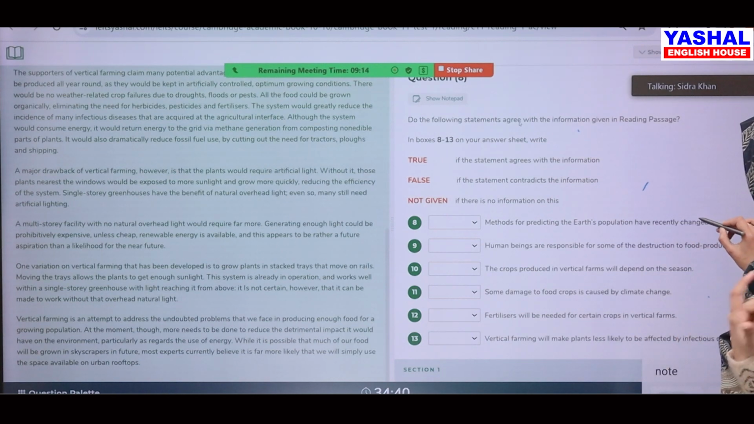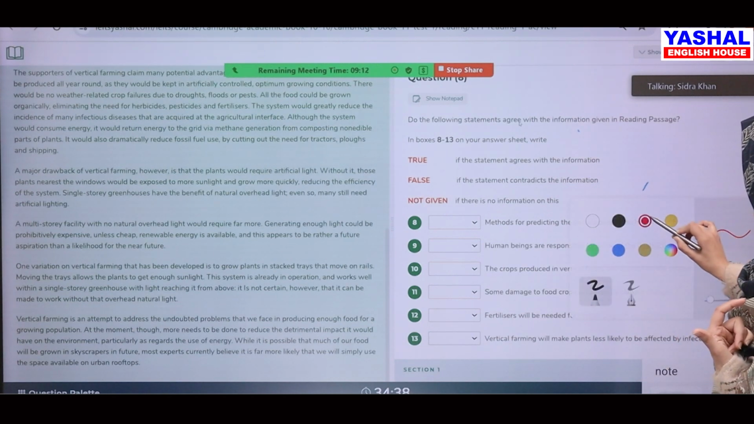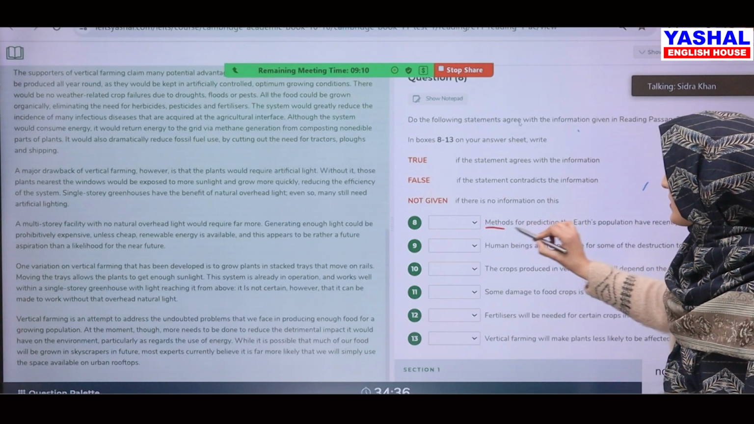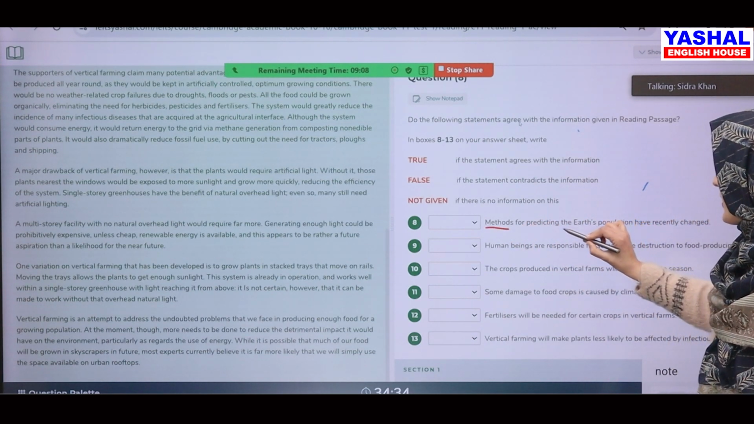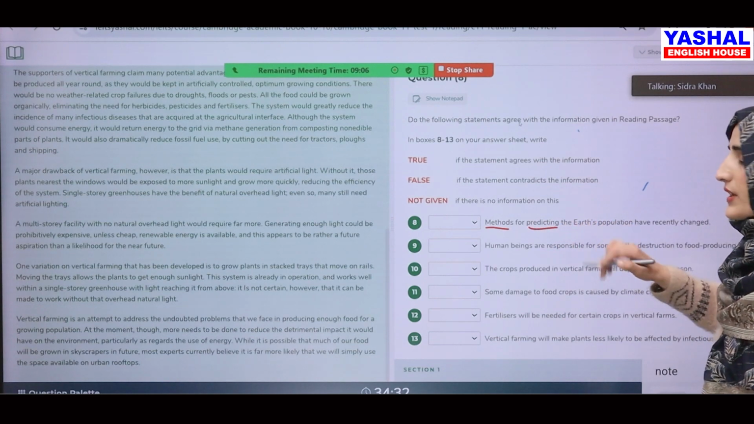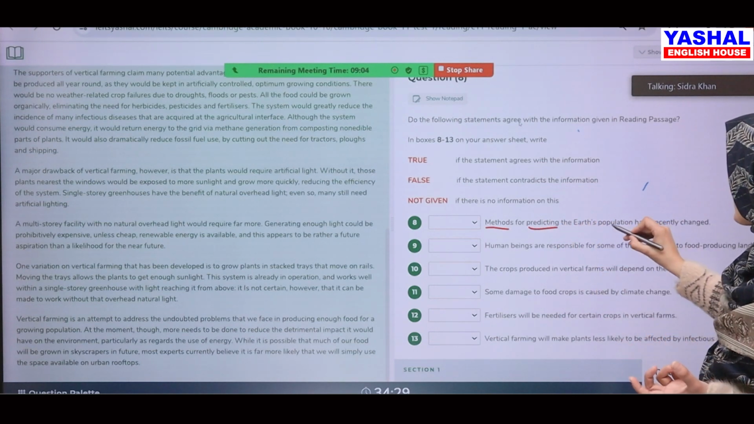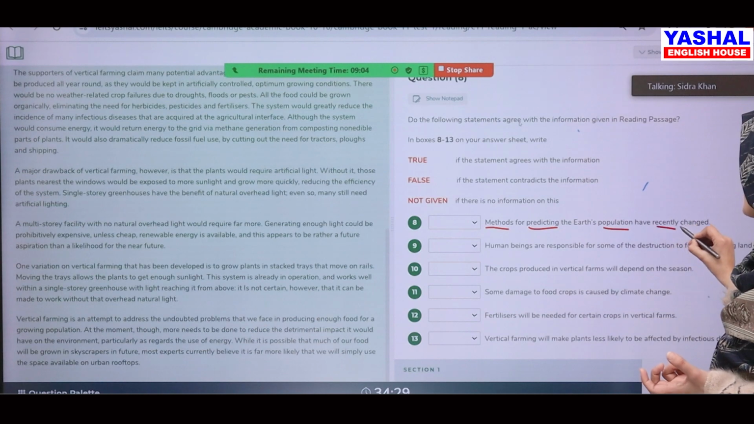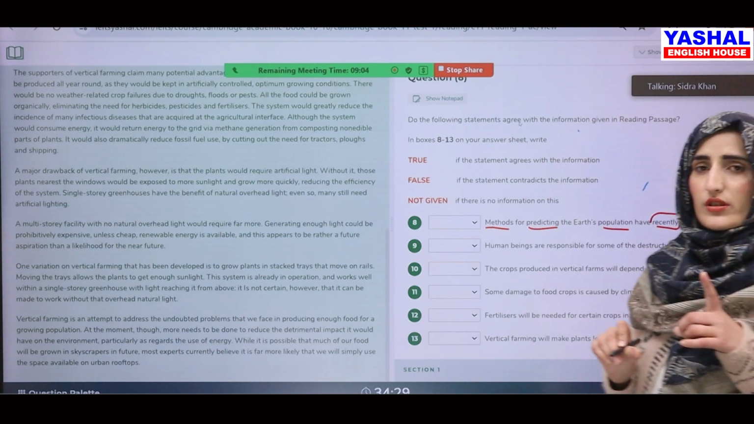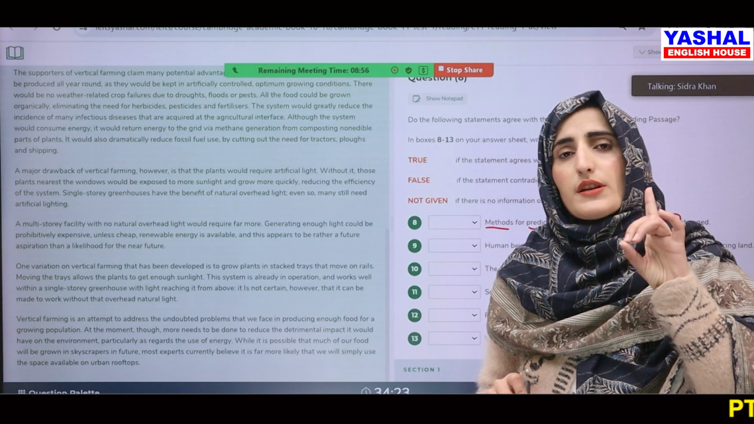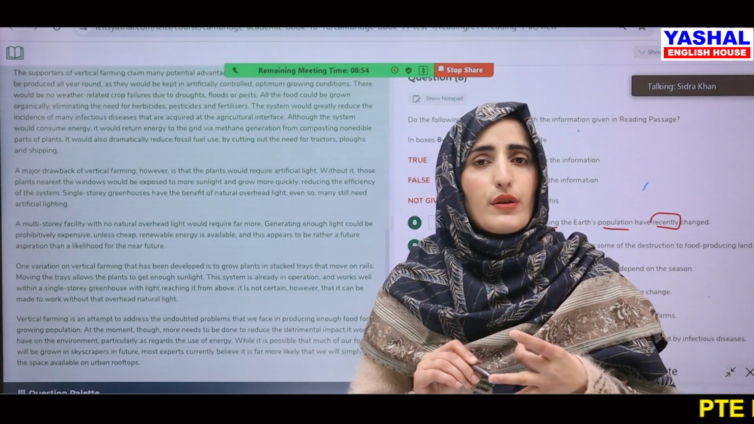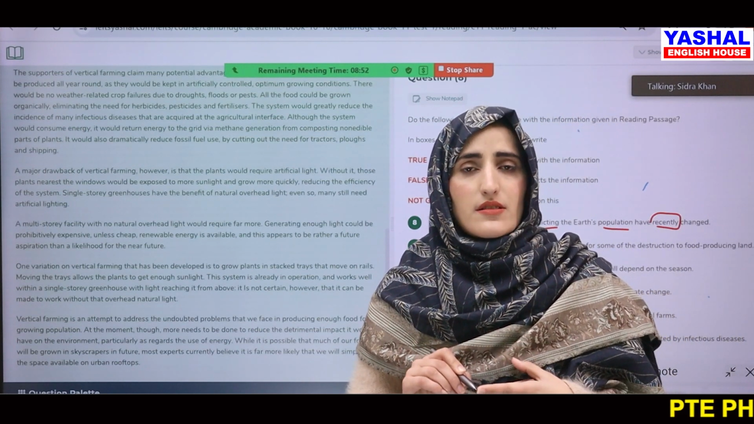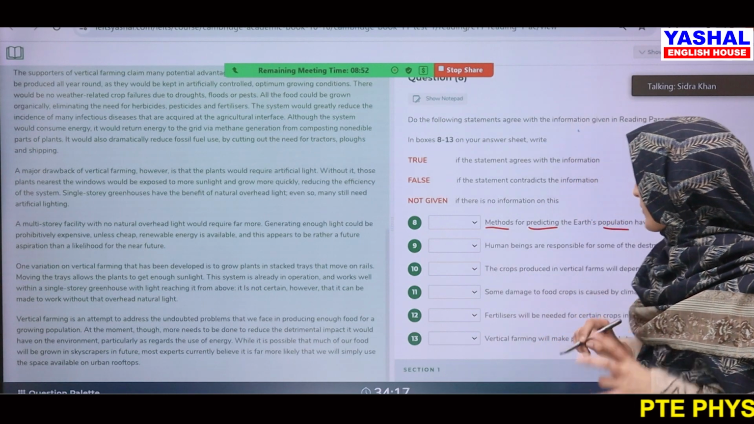So first, again, we will underline the important words, important keywords. Methods for predicting the Earth's population. Methods of what? For prediction. Prediction of Earth's population have recently changed. Recently is the most important word, because these words confuse you. All, everyone, recently, must. So these are the confusing words.